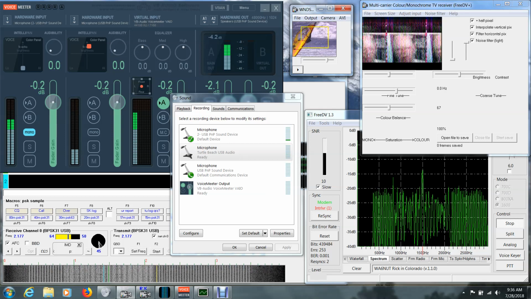Our propagation seems to be holding up pretty well between here and St. Louis this morning. No QRM so far, although I did hear a FreeDV QSO on one frequency earlier.